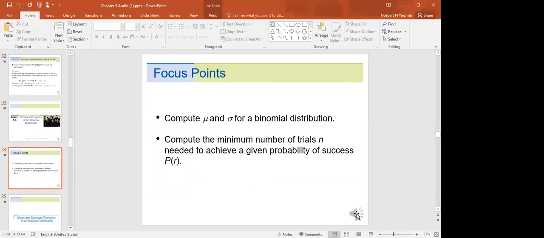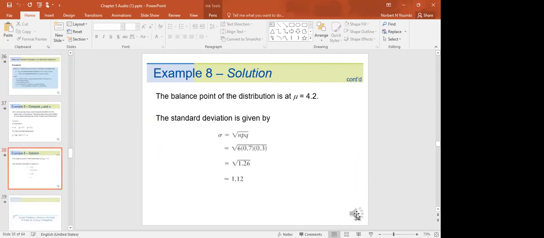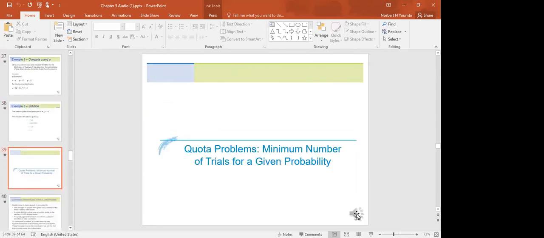We learned how to find the mean, the variance, and standard deviation. Mean was np. Variance was npq, where q is 1 minus p. And standard deviation is the square root of the variance. What I want us to look at today is the quota problems. The quota problem is used to determine the minimum number of trials to achieve a certain number of successes.